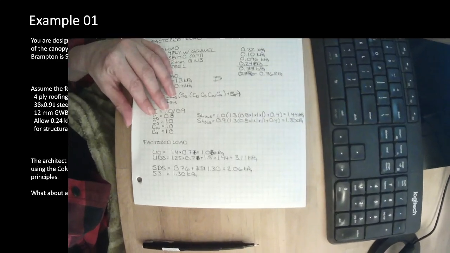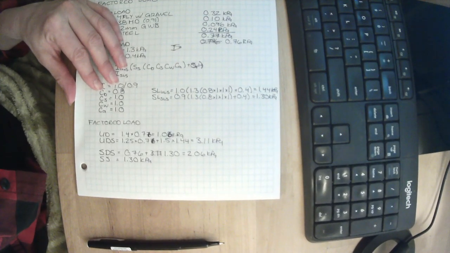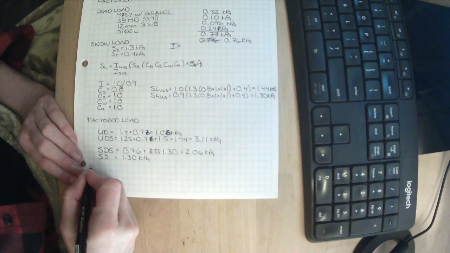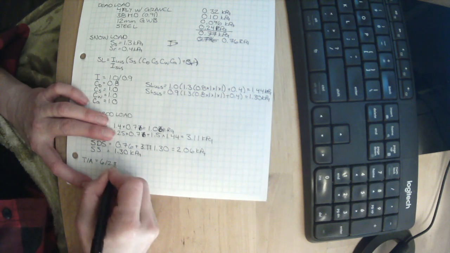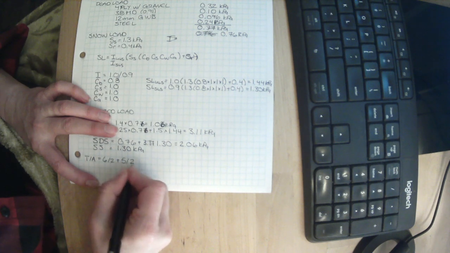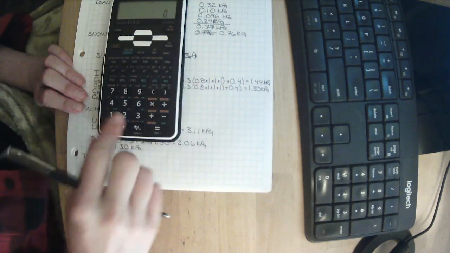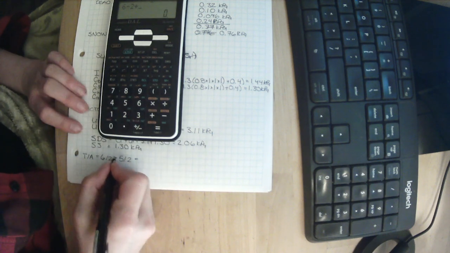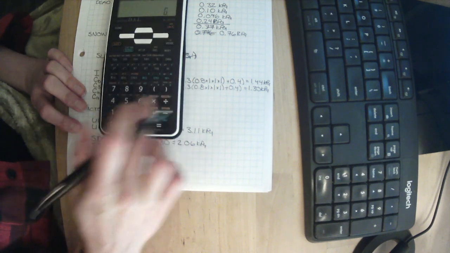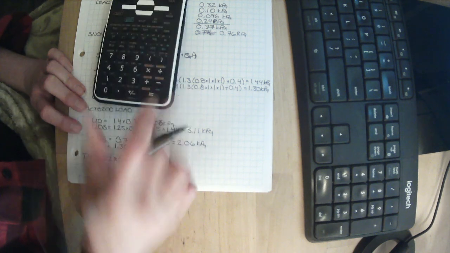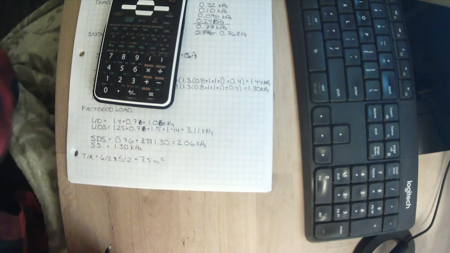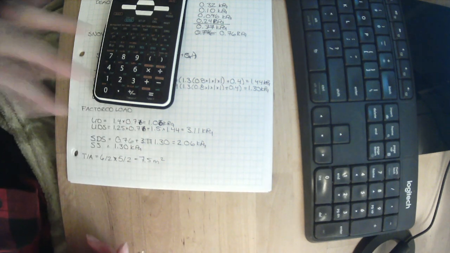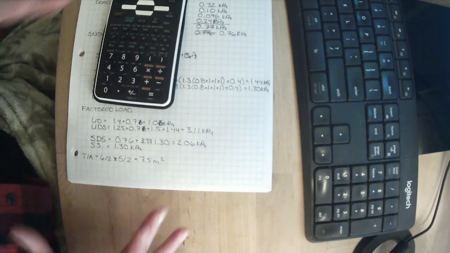And that canopy is 6 by 5 meters. So our tributary area is 6 divided by 2 times 5 divided by 2, which equals 7.5 meters squared. So that's the area that column is supporting, or a quarter of the area of the whole.